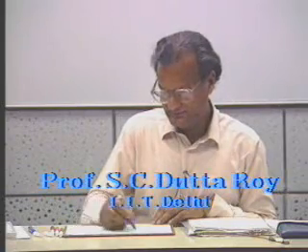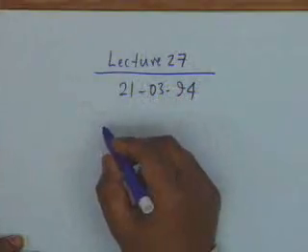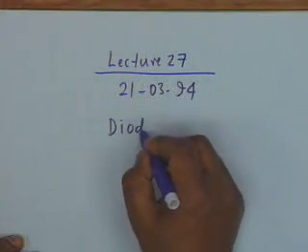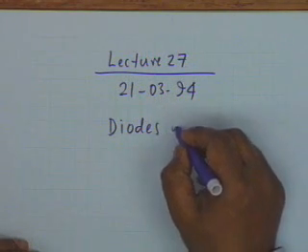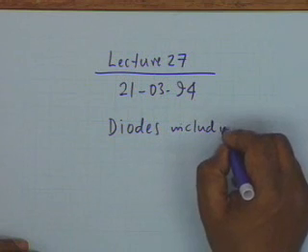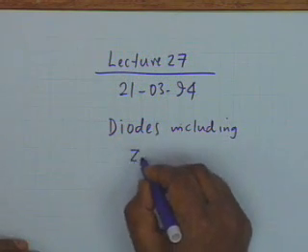This is the 27th lecture, 21 March 1994, and the topic is more about diodes, including the catastrophic diodes, namely the Zener diodes.